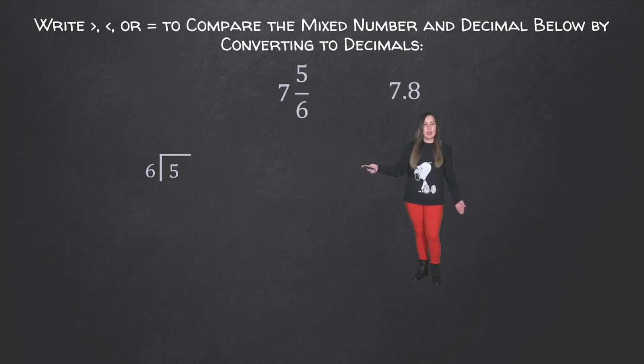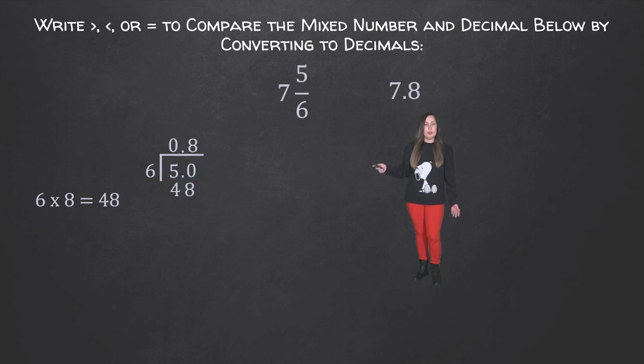And ask ourselves, how many times does 6 go into 5? Well, 6 does not go into 5. So we're going to add a 0. And so we're going to add a decimal point after the 5, and then add another 0. Make sure you bring up the decimal point, and then ask yourselves, how many times does 6 go into 50? Well, 6 goes into 50 8 times, and that's because 6 times 8 is equal to 48.